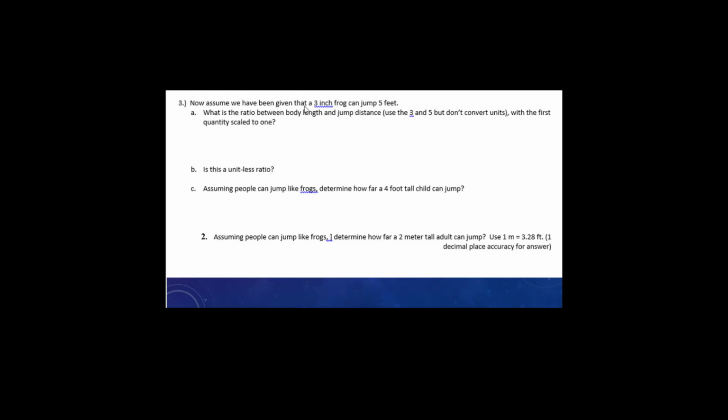So now we're going to assume that we're given that a 3-inch frog, that's the length of the frog, can jump 5 feet. Write this ratio between body length and jump distance. So it's 3 inches to 5 feet, with the first number scaled to 1. So I'm going to scale that first number to 1. So I'm going to divide by 3.